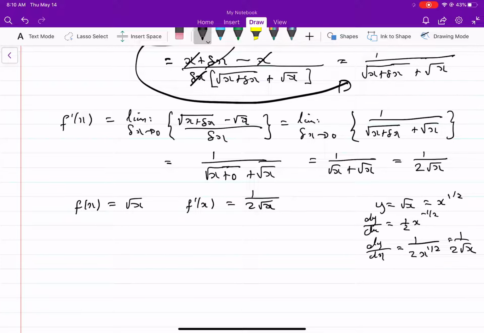Don't forget, when they ask you for first principles, don't give them the standard classical way of differentiating. You're guaranteed to get 0. I would give you 0 minus, 0 minus, just before 0. All right, so that's that one.